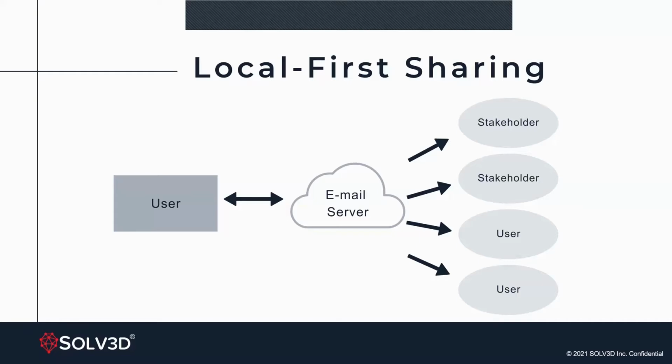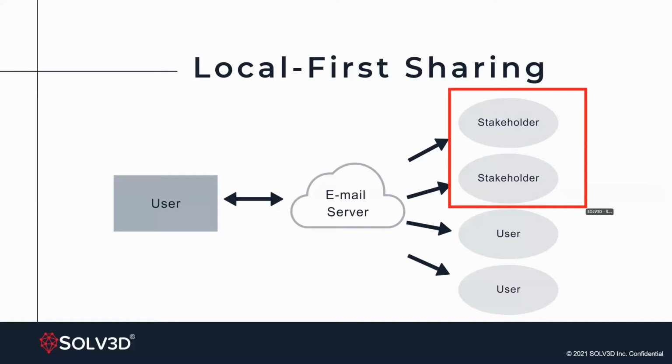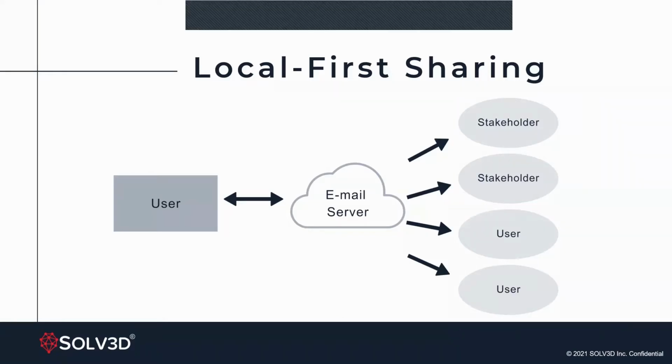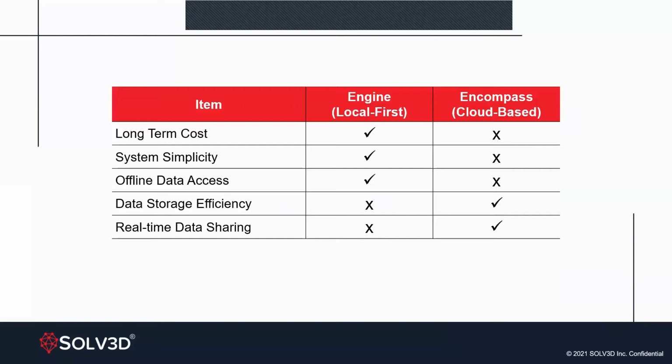It can go out to stakeholders. They don't have to have the application. They can just view it. And of course, it can go out to other users of the local first application. In our case, it's engine. So the setup for a local first is extremely simple. And I think we'll see a pendulum swing back towards local first in the coming 5-10 years. And then it'll go back towards cloud, and then it'll come back to local first. And that's just sort of the way it goes.